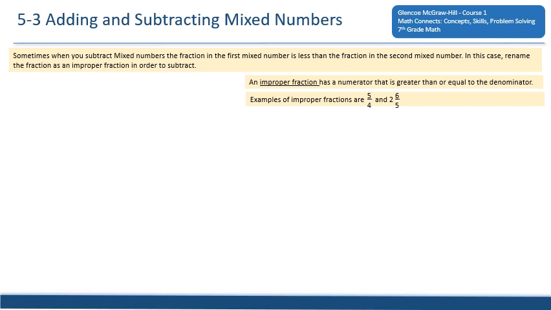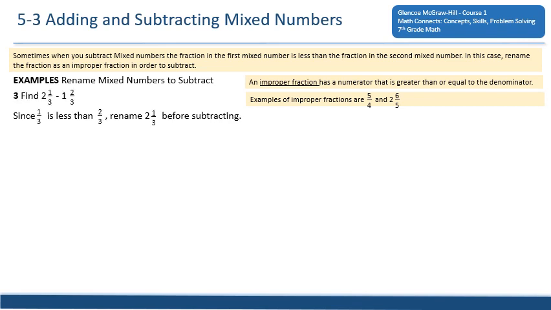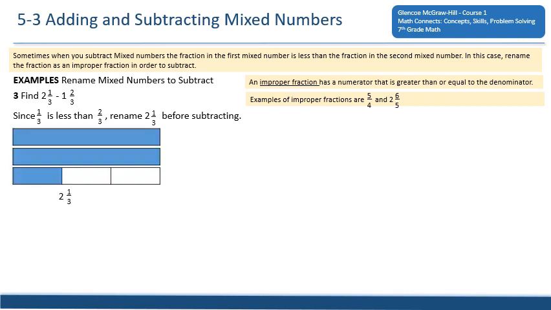Examples of improper fractions are 5/4 and 2 6/5. Now rename mixed numbers to subtract. So we have 2 1/3 minus 1 2/3. Since 1/3 is less than 2/3, rename 2 1/3 before subtracting.